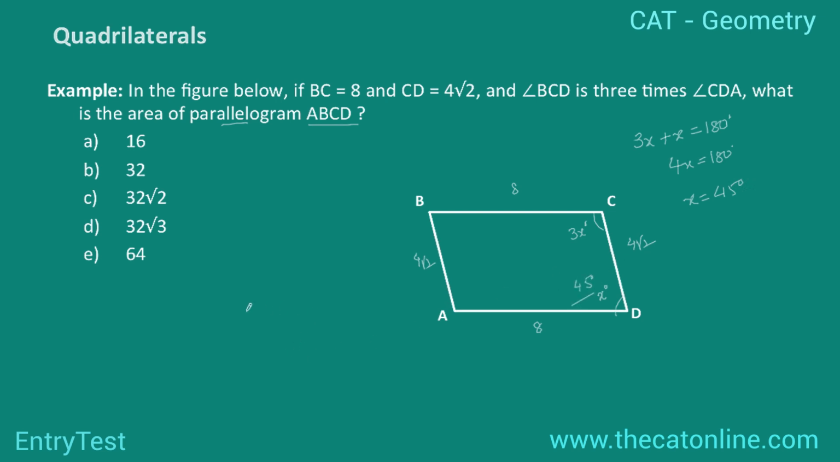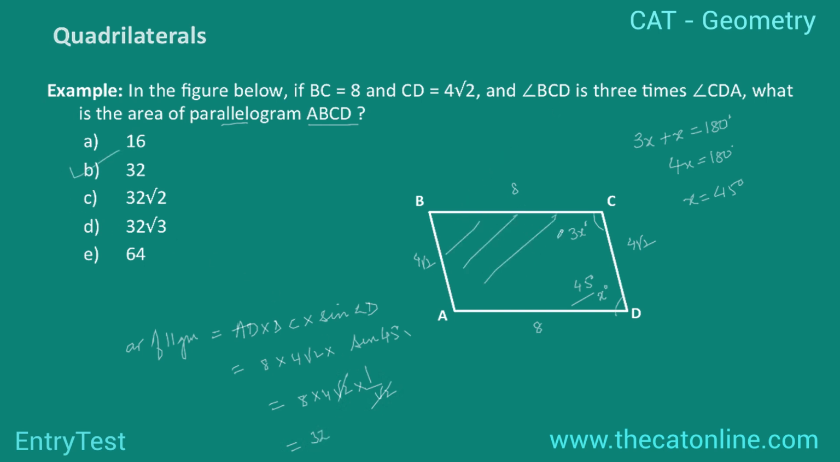Now to find out the area of the parallelogram, I will use the formula AD into DC into sine of the angle between them. This is the formula for the area of a parallelogram. So which is 8 into 4 root 2 into sine of 45 degrees. So if I just calculate the things, sine of 45 is 1 by root 2, I'll get my answer as 32. So 32 is the area of this parallelogram.